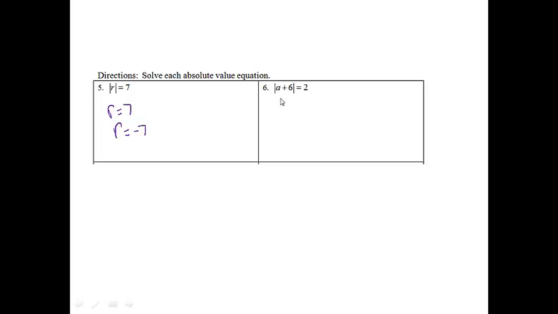Right, on the second example, we have the absolute value of a plus 6 equals 2. If my absolute value is isolated, I get two equations: a plus 6 equals 2 and a plus 6 equals negative 2, and I will solve each of them. To solve the first one, I'll subtract 6, so I'll get a is equal to negative 4. On the second one, if I subtract 6, I'll get a is equal to negative 8. So those would be my two answers for that one.